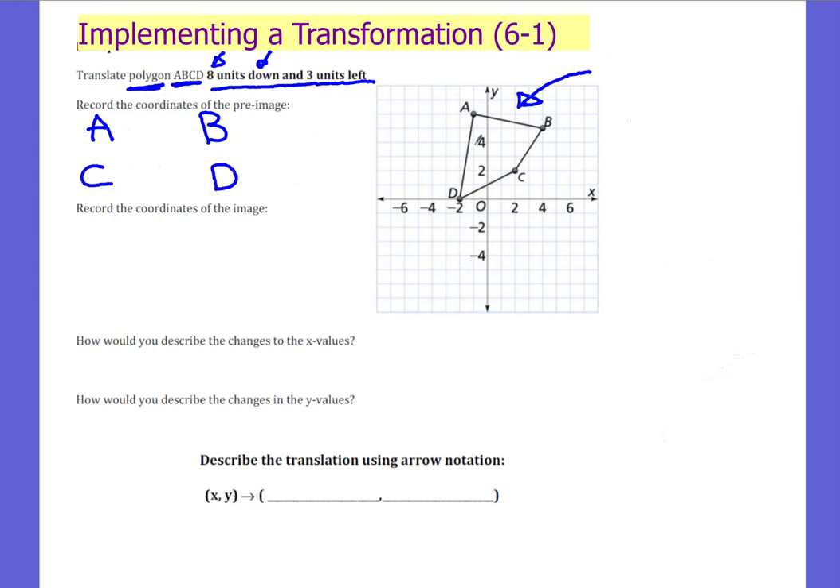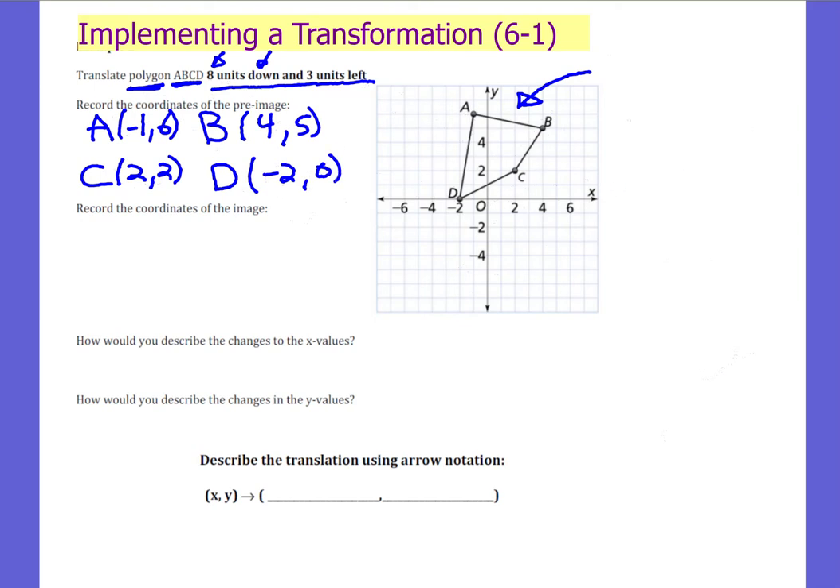So we got A, we go 1 left, 6 up. So that'll be at -1, 6. B, if we look over, we got 4 to the right, 5 up. So that's at 4, 5. C, we come over here, it is 2 over, 2 up, so 2, 2. And D here, well, we don't have to go up and down at all, but we have to go left 2, so left 2, up 0, -2, 0.